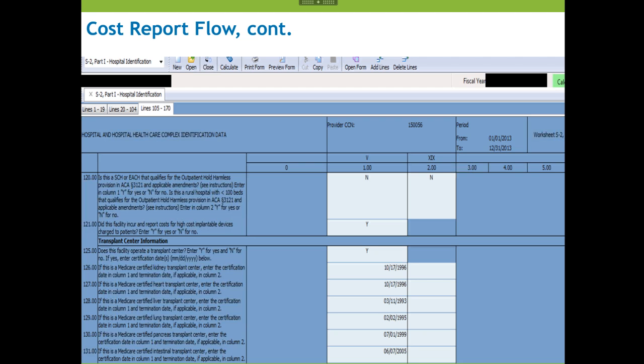Now we're going to see it in detail here, but what I wanted to mention is that we have two types of lines here. Line 125, first of all, is the overall line that basically asks if this facility is even a transplant center. If it is, then it expects at least one of these other lines, 126 through 131, to be filled out with a date. The first date is your effective date, your certification date. The second date would be a termination date if the program terminated during this cost report. So it's important to understand what dates those are, because only the organs that are acquired during those certification dates are going to be allowable for the cost report.